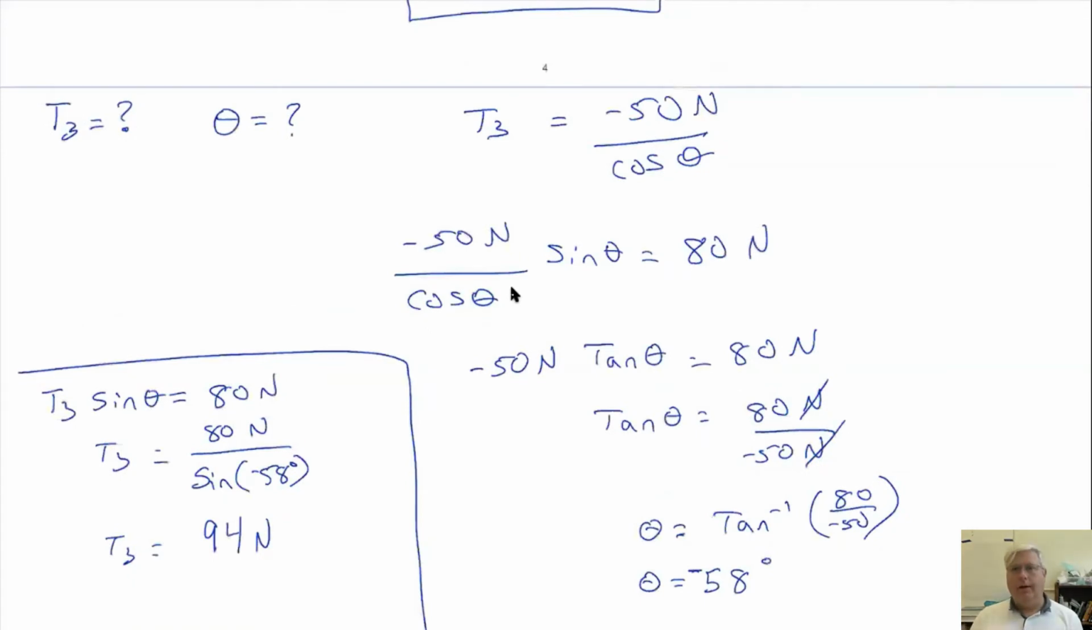Okay, and so as you practice this, it'll go by quicker and quicker. It won't necessarily take so much time.